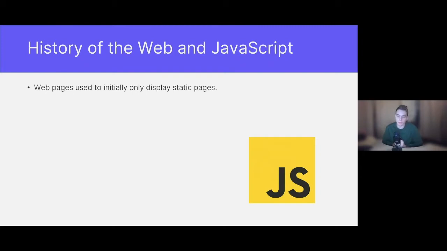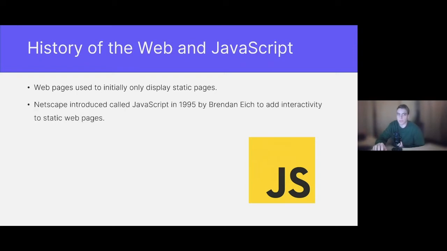Web pages were initially only used to display static pages that link to other static pages. Then Netscape came and introduced a new language called JavaScript in 1995, created by Brendan Eich, to add interactivity to these static pages. An interesting thing to note is that it only took Brendan 10 days to come up with the initial spec of JavaScript, which sort of explains the issues that we experience with the language.